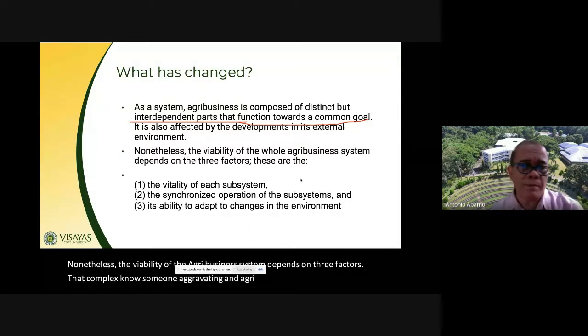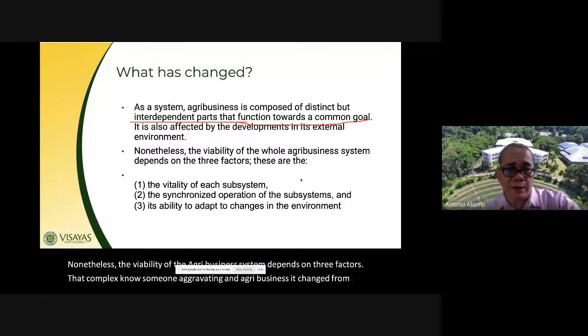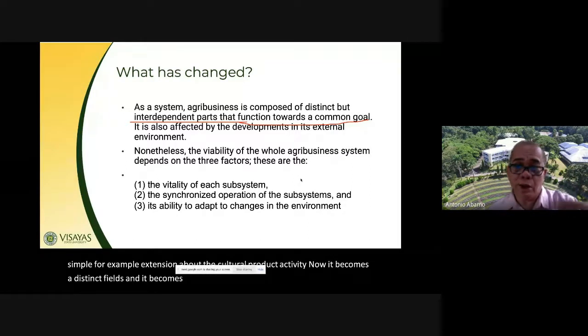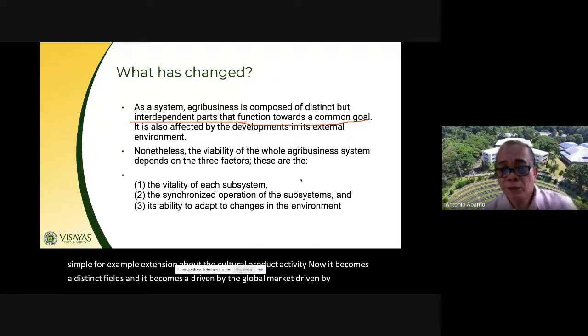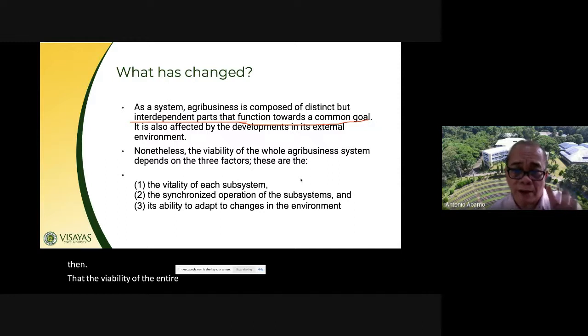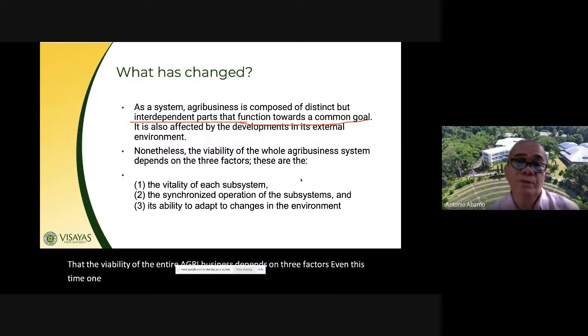It changed from simple, like for example, extension of agricultural product activity. Now it becomes a distinct field and it becomes driven by the global market, driven by innovation, and driven by sustainability agenda in the global market also. Then, the viability of the entire agribusiness depends on three factors even this time. One is vitality of each subsystem.